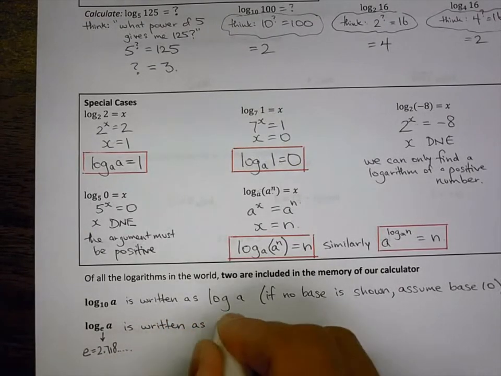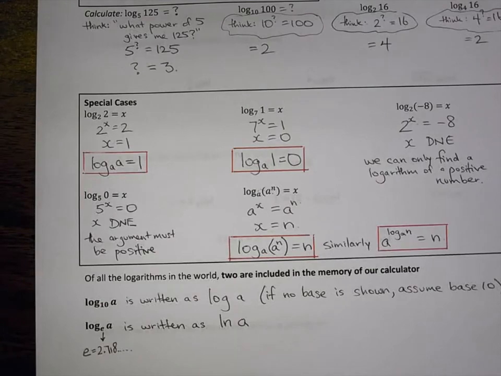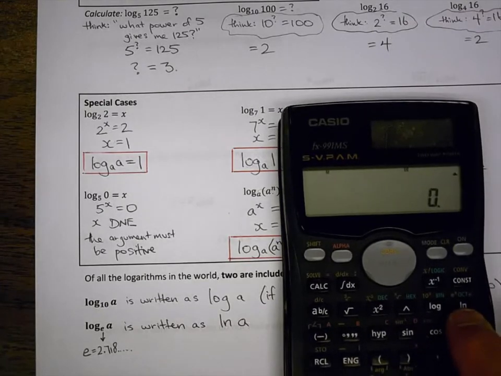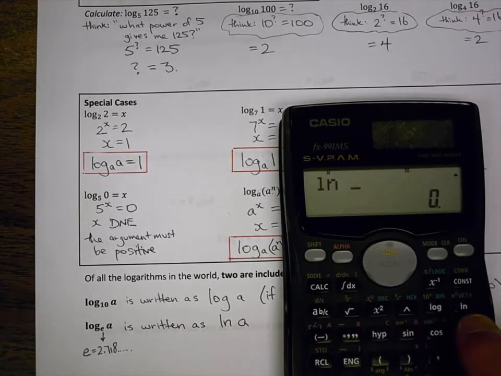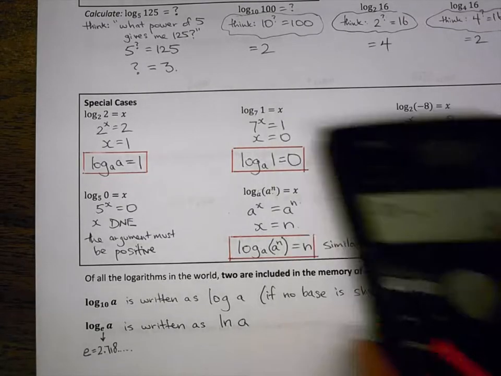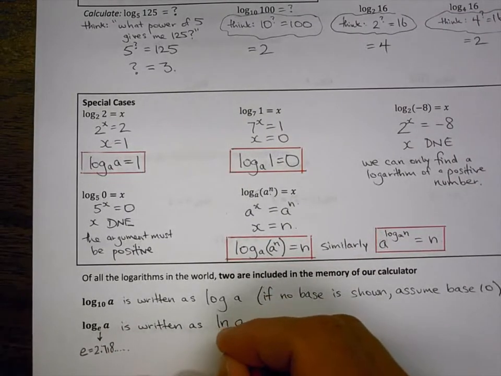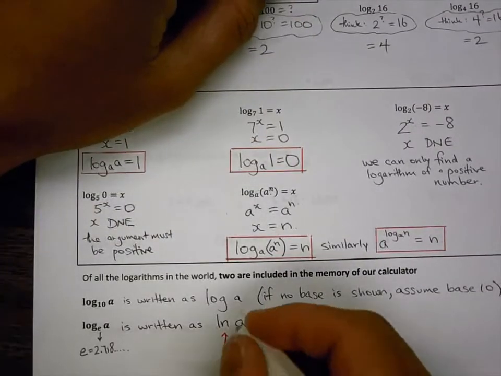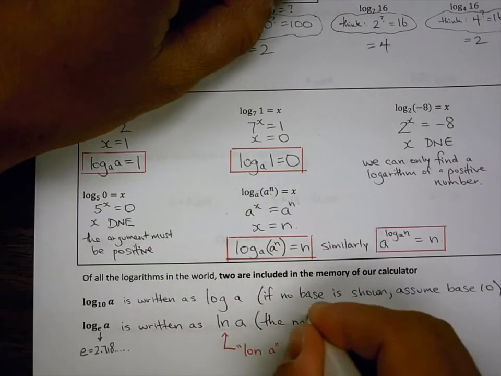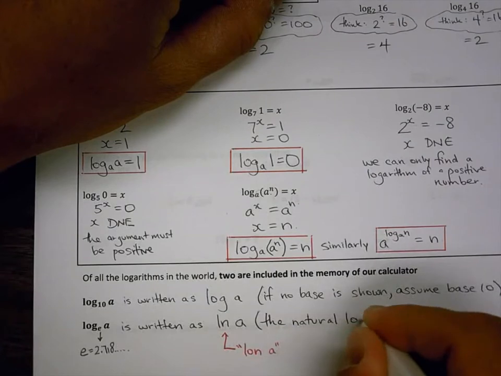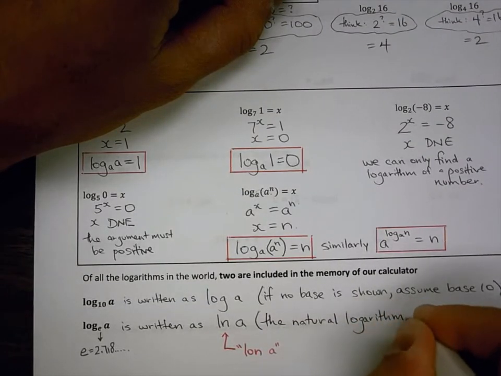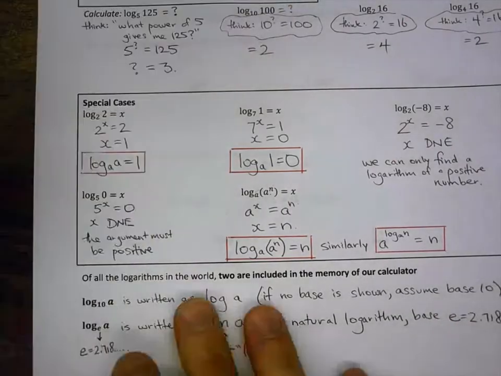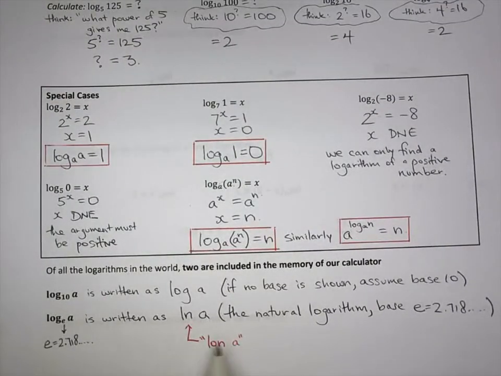It's written as ln a. So this button is also in my calculator, the ln button. When you use this button, it means log base e, or log base 2.718. And so we pronounce it ln a. And remember, this would be called the natural logarithm, base e equals 2.718. Just like it was called a natural exponent, when you write ln a, it's called a natural logarithm.